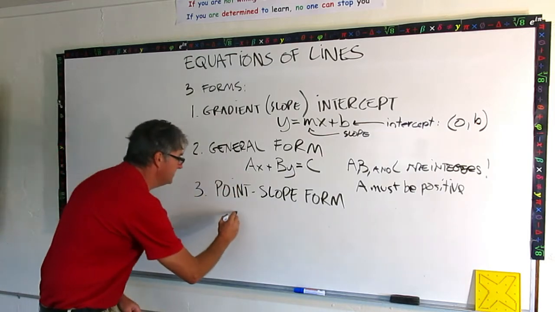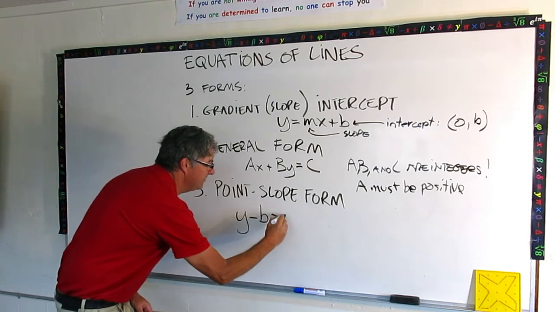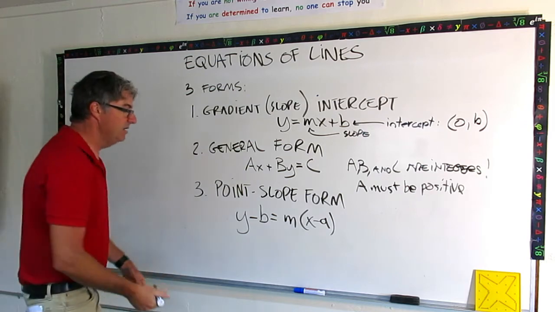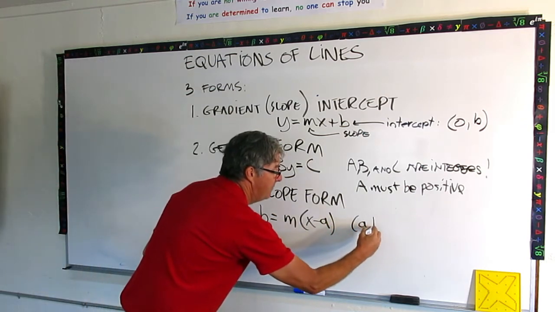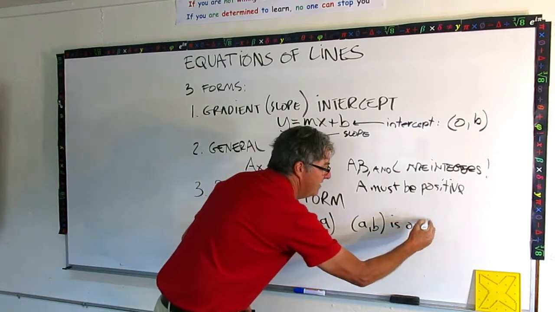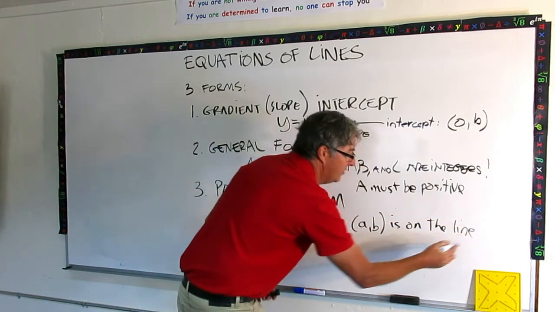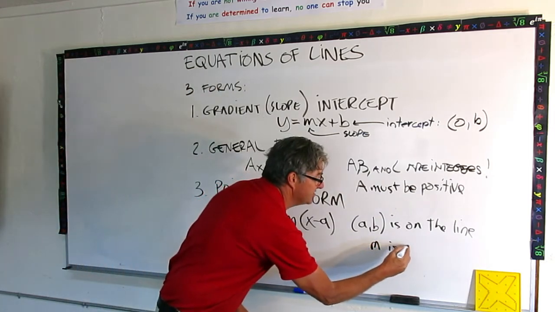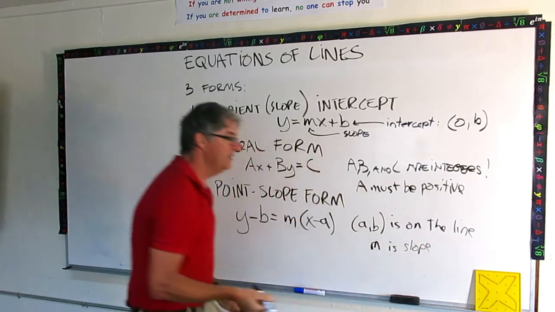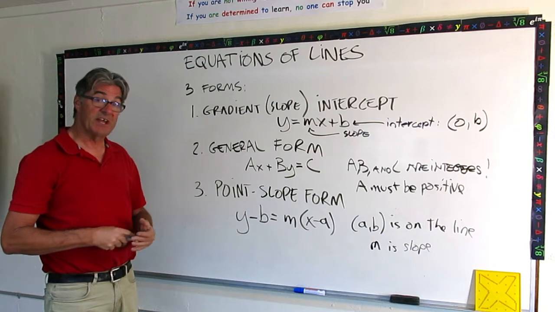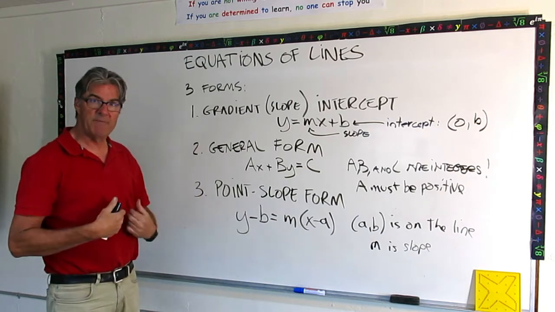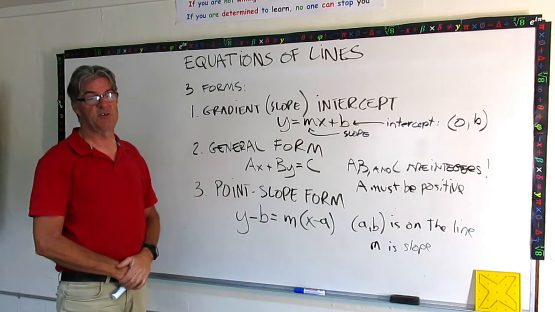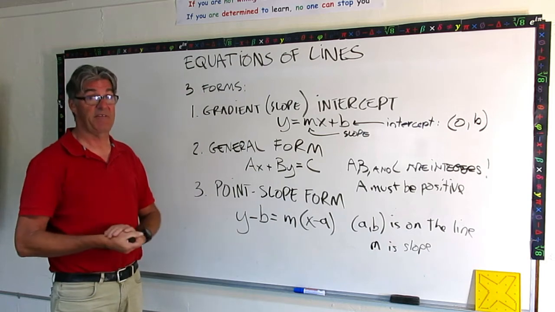Point slope form is like this: y minus b equals m times x minus a. And let's do a little bit of explaining here. (a, b) is on the line. So (a, b) is a point on this line, and of course m, as before, is the slope. And a word here, I use slope and gradient interchangeably because they are. I came up through my maths using slope as the word. We've moved a little bit, or at least our textbook has moved over to using gradient. They mean the same exact thing.